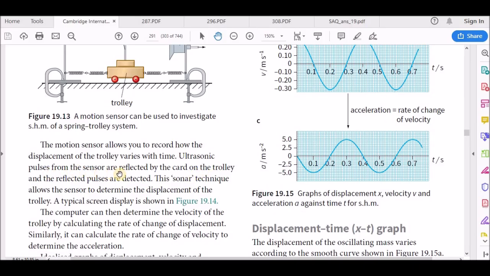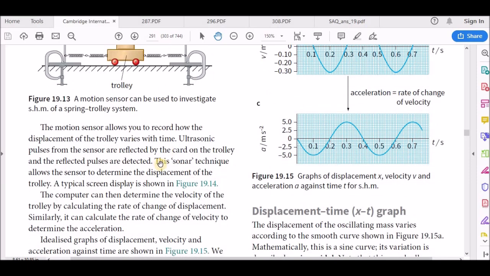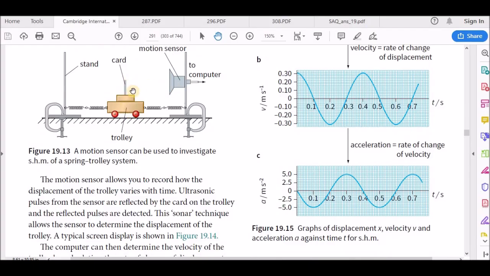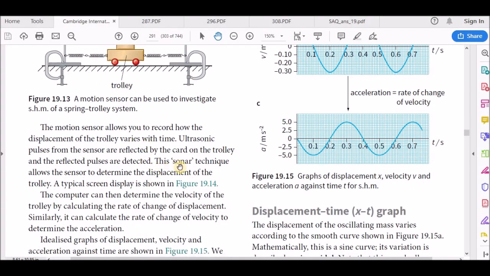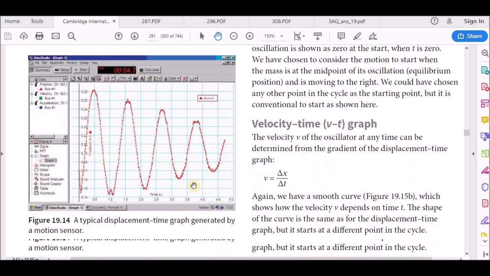Okay, ultrasound pulses from the sensor are reflected by the card on the trolley, and the reflected pulses are detected. So it comes back to this sonar technique. This sonar technique allows the sensor to determine the displacement of the trolley. A typical screen display is shown in figure 19.14, over here.